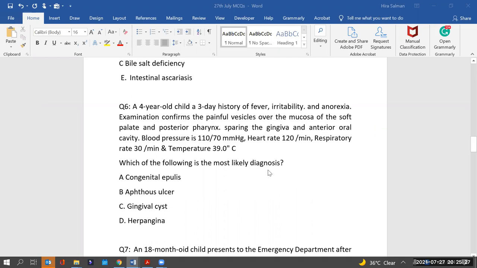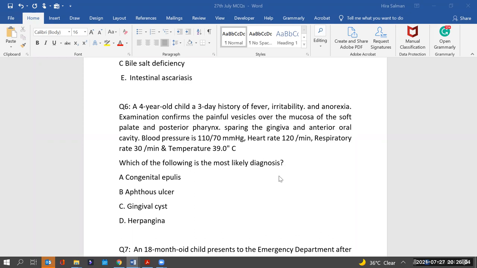Okay, let's solve this question. A four-year-old child with a three-day history of fever, irritability, and anorexia. So fever is there, irritability is there, anorexia, loss of appetite is there. Examination confirms painful vesicles over the mucosa of the soft palate and posterior pharynx. So you have examined the pharynx, the posterior pharynx is involved, the palate is involved. There are multiple vesicles, sparing the gingiva. There is no involvement of the gums and anterior oral cavity. Blood pressure and everything is okay, but temperature is raised. Of course, when the temperature is raised, heart rate will be increased. Which of the following is the most likely diagnosis?